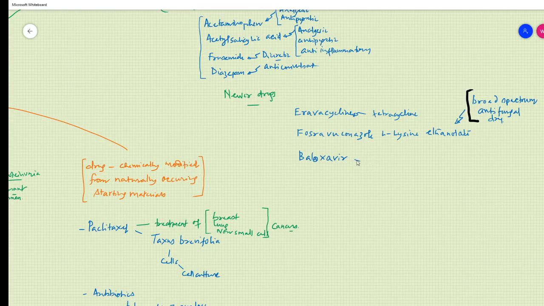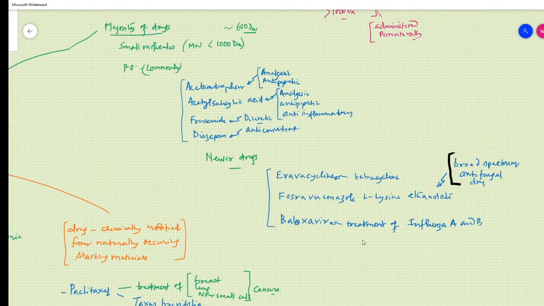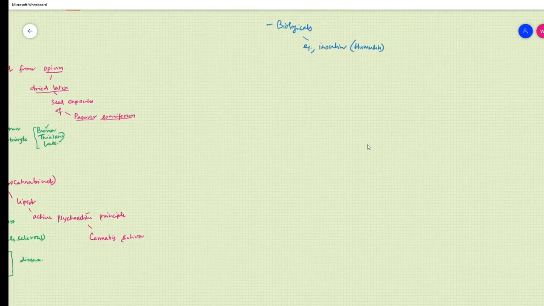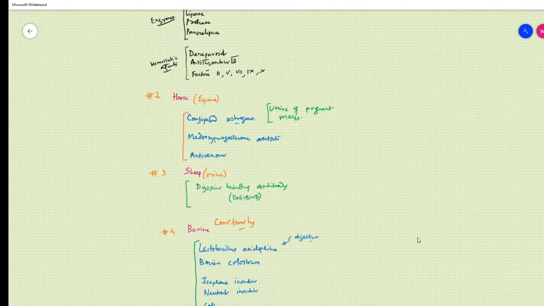Baloxavir is used for the treatment of influenza A and B. So those are the newer drugs. So the point is, most of the newer drugs, which are small molecules, are produced by chemical synthesis. So we have talked about the different sources of the active pharmaceutical ingredient.